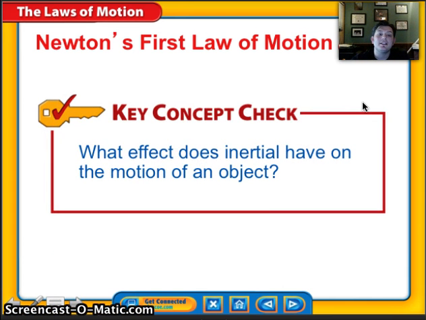So, how does inertia affect the motion of an object? Well, the larger the object is, the more inertia it has, and the harder it is to stop. Let's say there was a tennis ball rolling down a hill and a boulder. The boulder has more inertia, so it's going to be harder to stop, while the tennis ball is going to be easier to stop. At the same time, the large boulder is going to be harder to get rolling. Inertia makes things just want to do what they're doing. It doesn't want to change it.